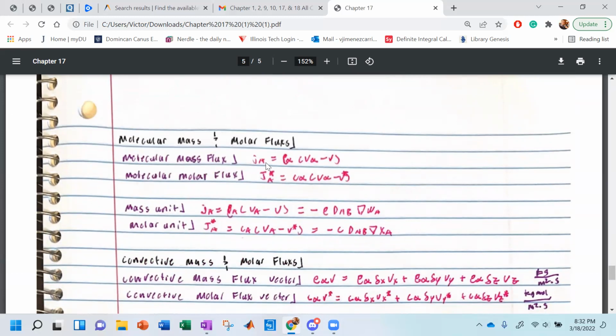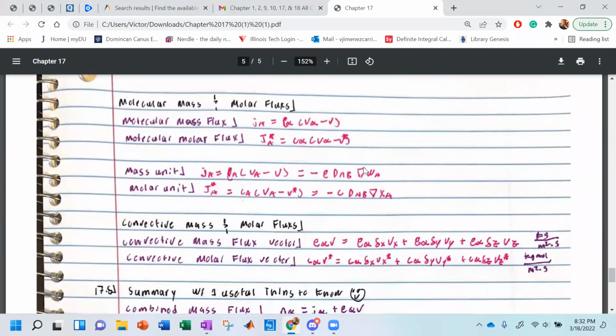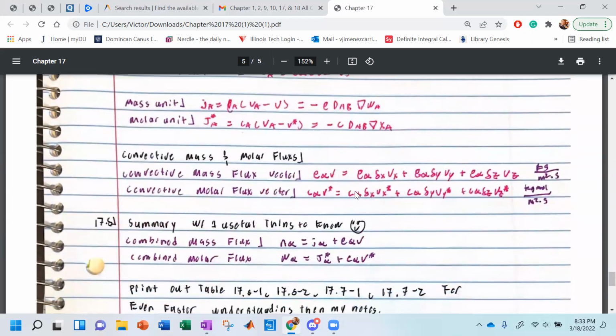Now, molecular mass flux. Molecular mass flux is JA equals rho times the difference in velocity, as shown in the first couple pages. Molecular molar flux is JA star. This is where the molar part comes in: C times the difference in velocity. Here, similarly, they give it to you in mass units and mole units, and they simplify to WA or XA, which makes sense. It's nothing crazy. Now, here's where things get kind of important.